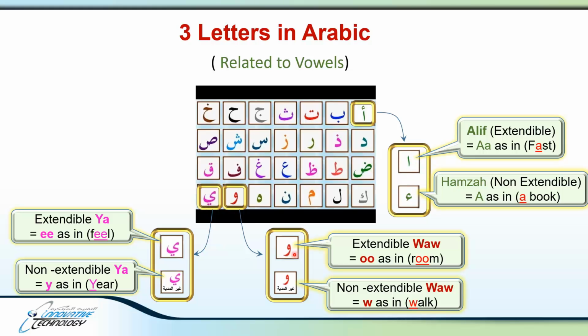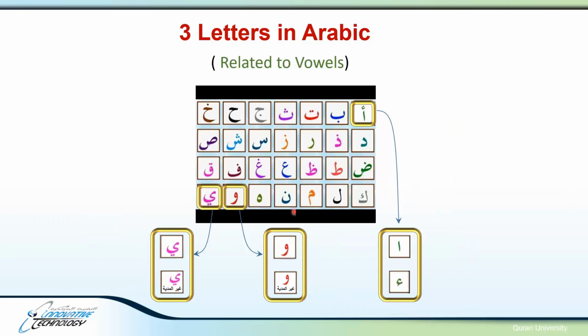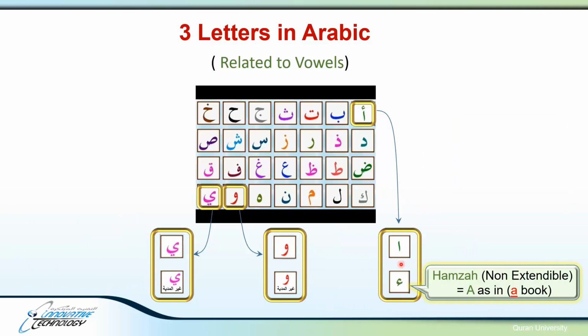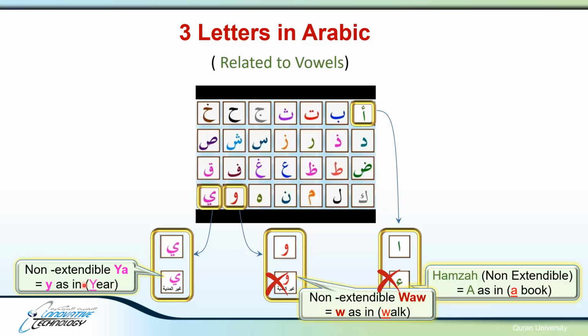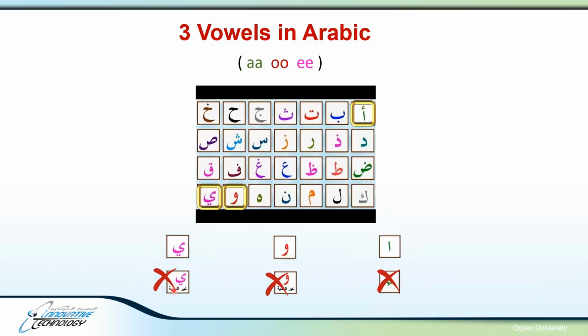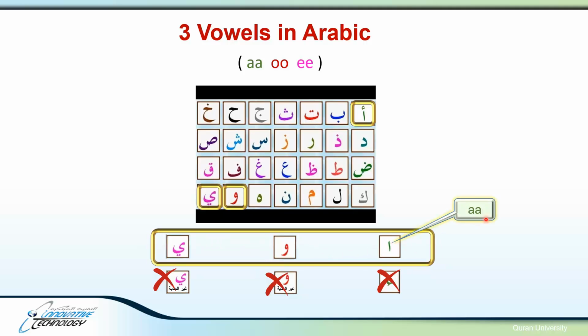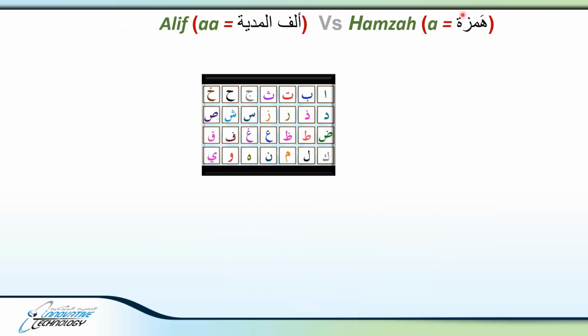an unextendable one. The hamza is non-extendable, abuk. Here, the walk is an unextendable waw. And for the ya, the non-extendable format is like yes or year. These three forms are non-extendable, leaving us with those as extendable: a, oo, e. Now let's take the two formats of each letter and study them more carefully.